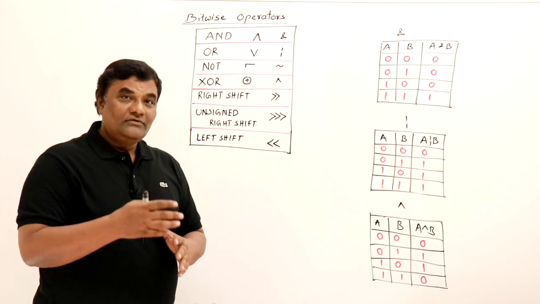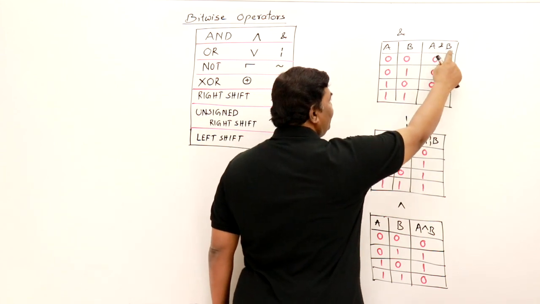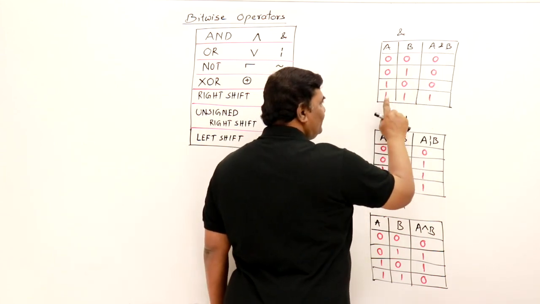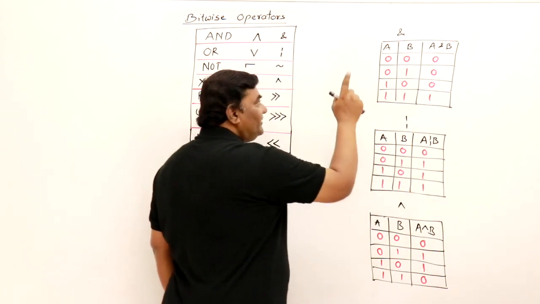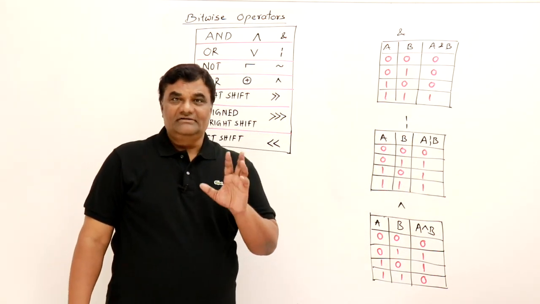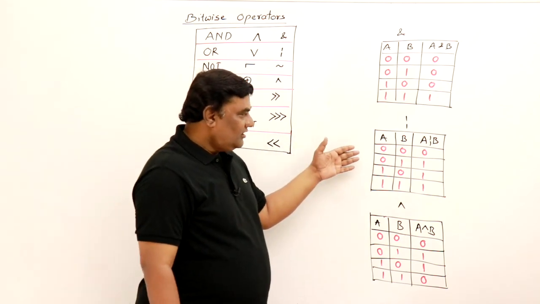Then let us see how AND works. Both are 0: A and B is 0. 0 and 1 is also 0. 1 and 0 is also 0. 1 and 1 is 1. So it means AND will give the result 1 if both the bits are 1. Otherwise it is 0.